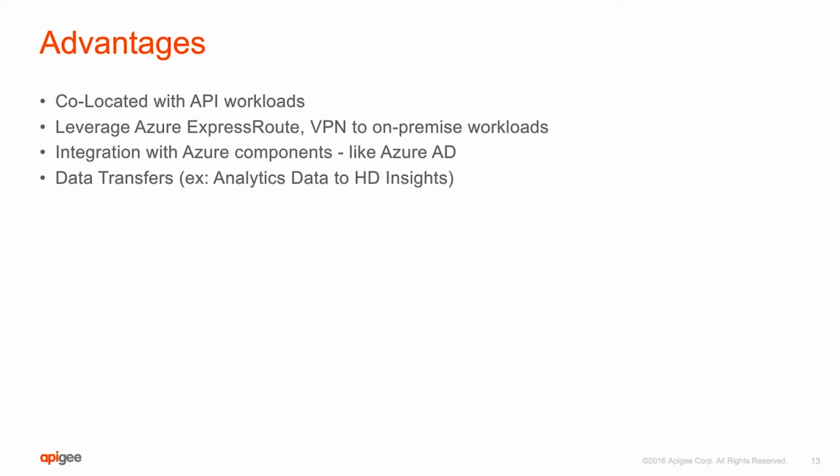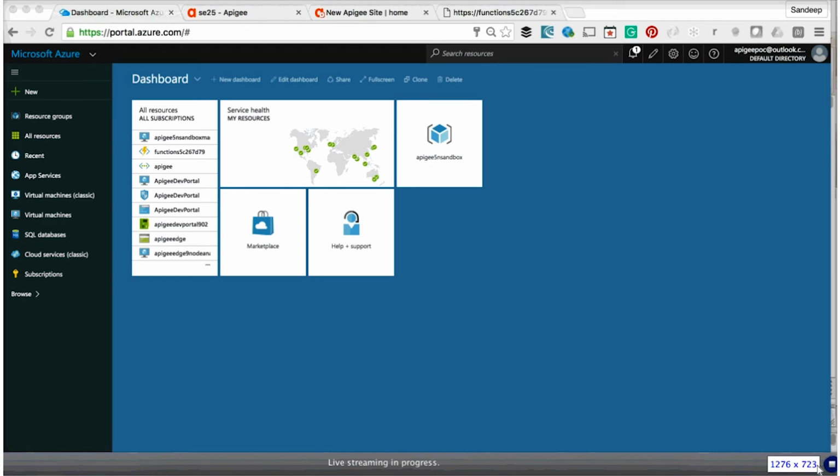Right. So with that, I wanted to show you a quick demo of how Apigee would look on the marketplace. So let me hit my screen share. And you should be able to see my Chrome window, where I'm on the Azure Marketplace.